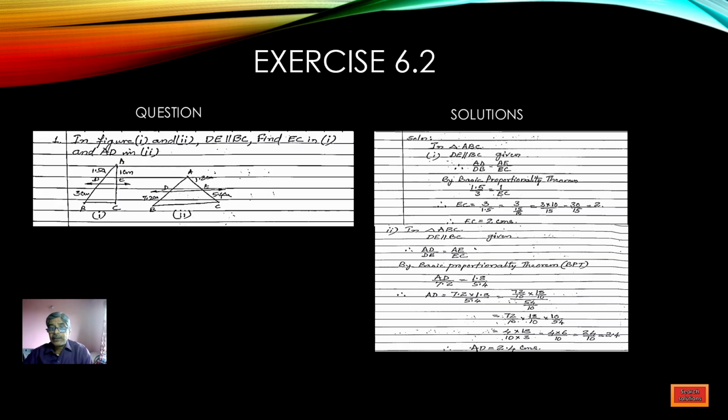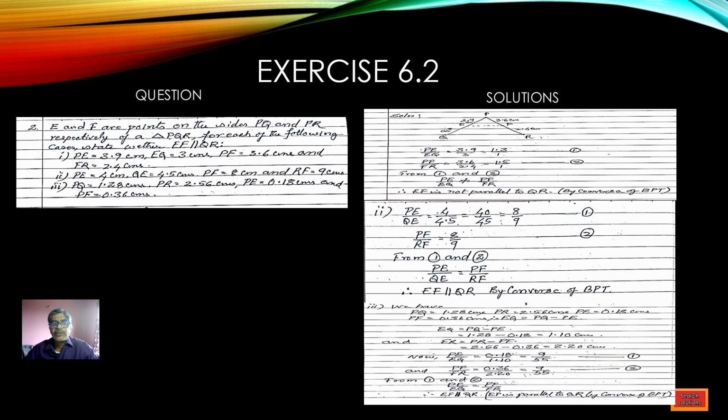Similarly, in triangle ABC, DE is parallel to BC, which is given. So using the basic proportionality theorem, AD by DE is equal to AE by EC. Therefore, AD by 7.2 is equal to 1.8 by 3.4. On further simplification and cross multiplying, we will get AD is equal to 2.4 centimeters.